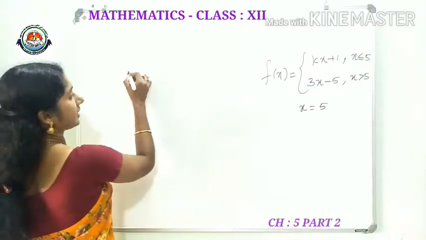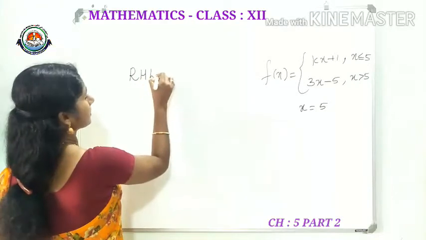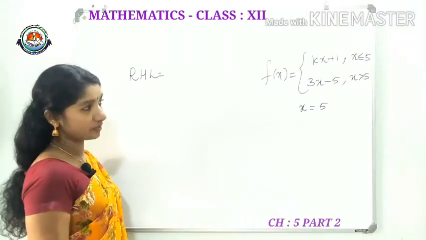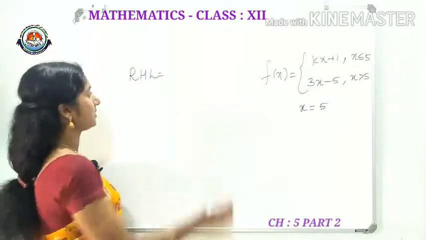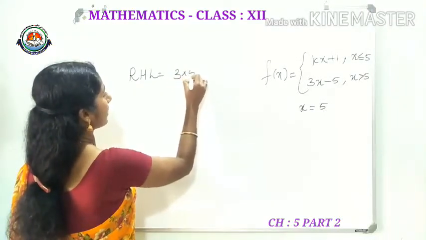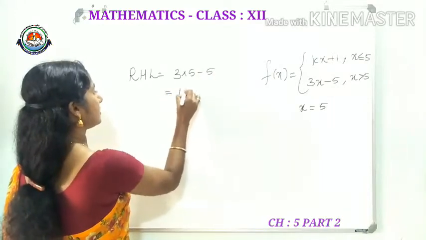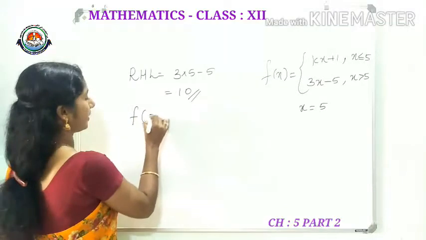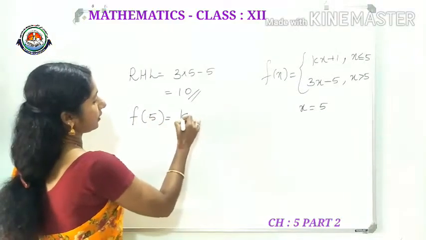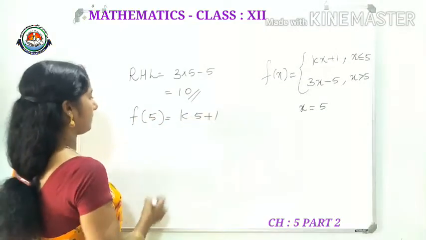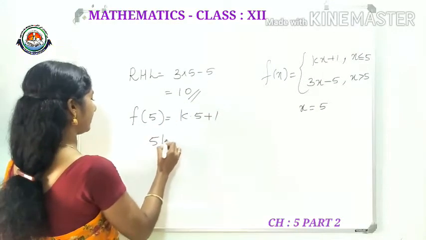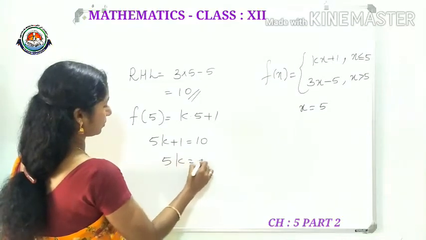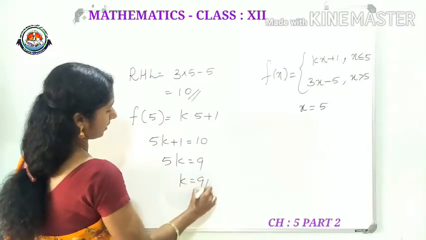So, we are finding the right hand limit. The right hand limit we will get is limit x tends to 5 plus of f of x, that is 3x minus 5. So we are getting 3 into 5 minus 5, so it is equal to 10. And the function value f of 5 is equal to k into 5 plus 1. So we can equate them. So 5k plus 1 is equal to 10. So 5k equal to 9, k equal to 9 by 5.